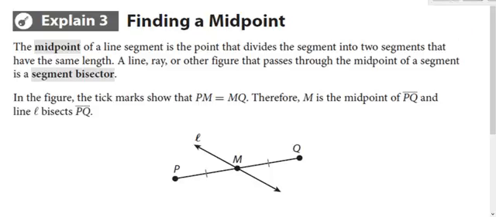The midpoint is the point in the middle. So it divides the line segment into two segments that have the same length. The midpoint is the point in the middle. It divides it into two segments that have the same length.